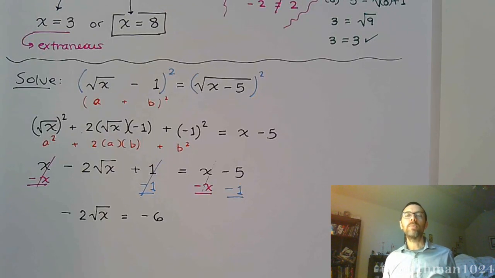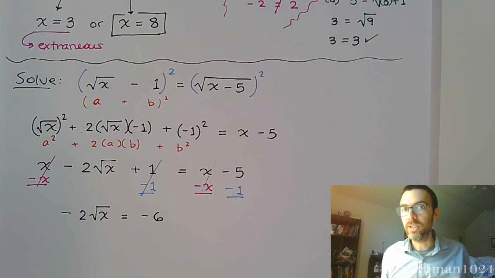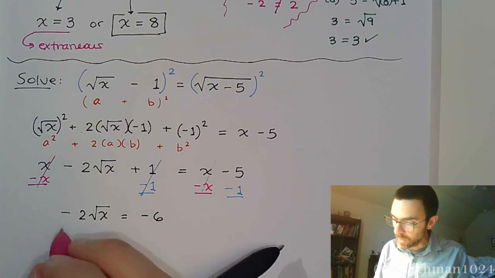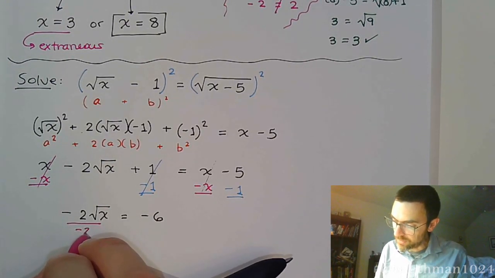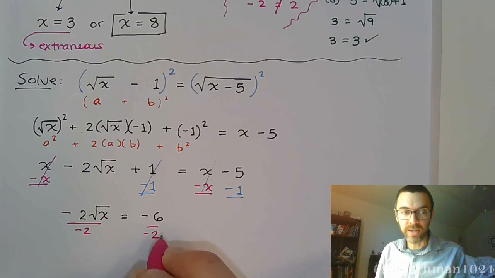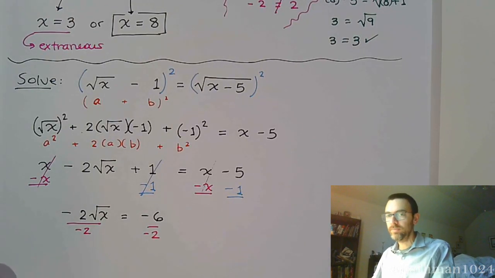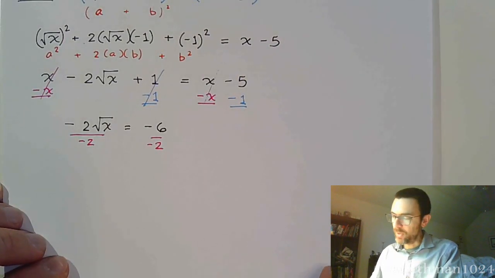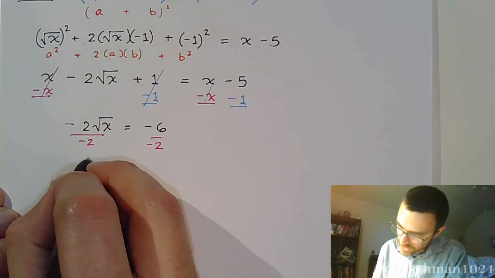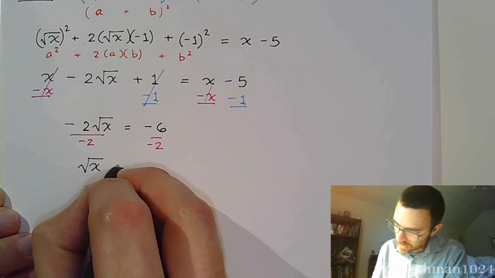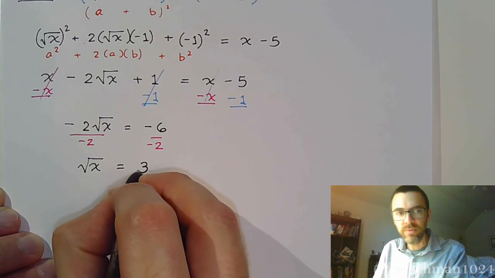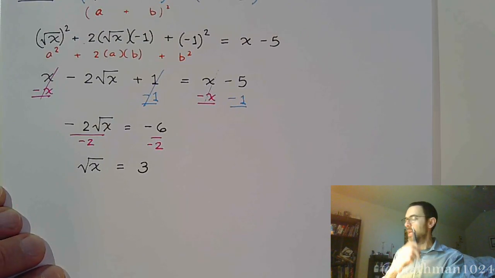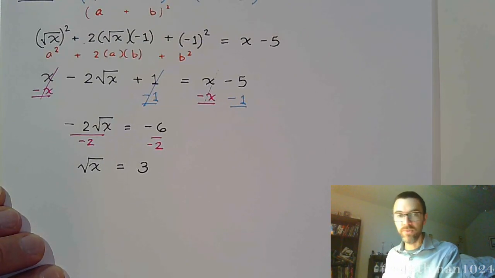Do not use the power property yet. We don't have the radical completely by itself because of the coefficient here of negative 2. So I'm going to divide both of these by negative 2. And let's see what we get. So this is just the square root of x. That equals positive 3. Now we use that power property to get rid of the radical.